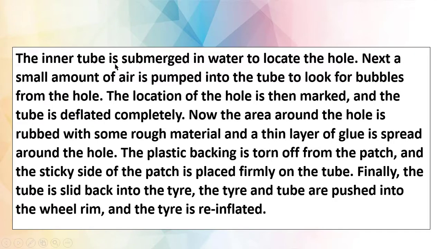The inner tube is submerged into water to locate the hole. Next, a small amount of air is pumped into the tube to look for bubbles from the hole. The location of the hole is then marked and the tube is deflated completely. Now the area around the hole is rubbed with some rough material and a thin layer of glue is spread around the hole. The plastic backing is torn off from the patch and the sticky side of the patch is placed firmly on the tube.